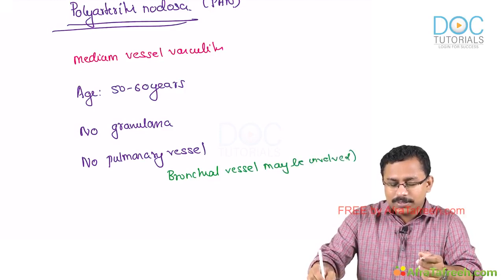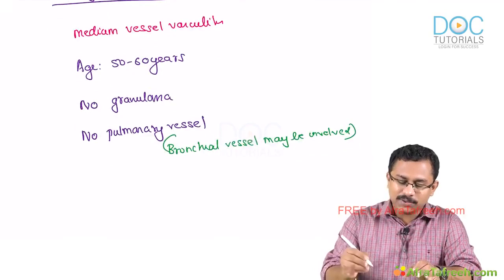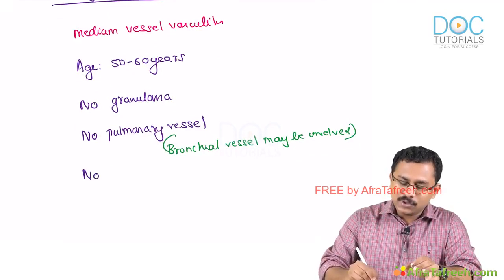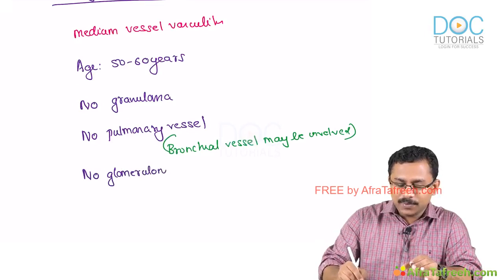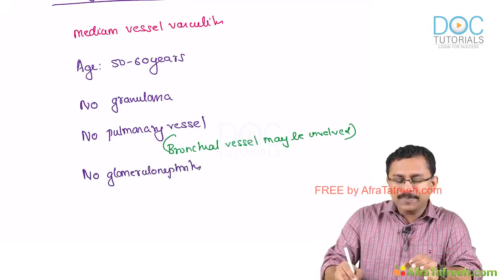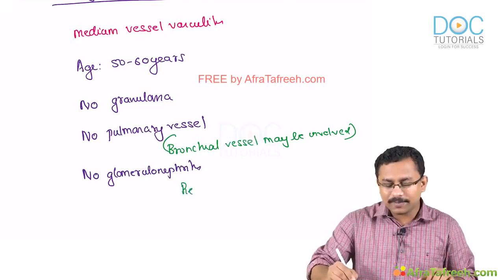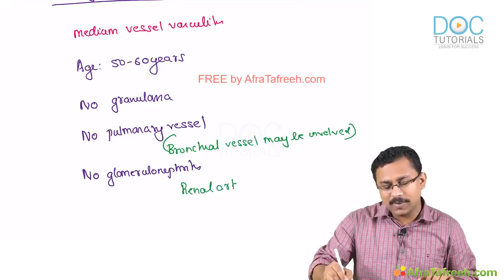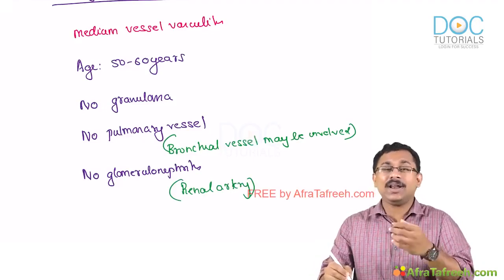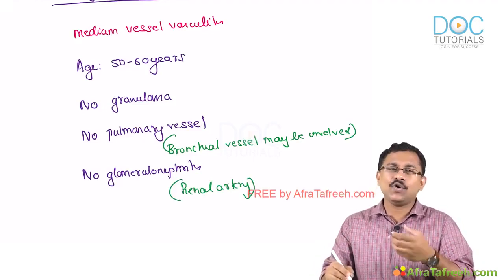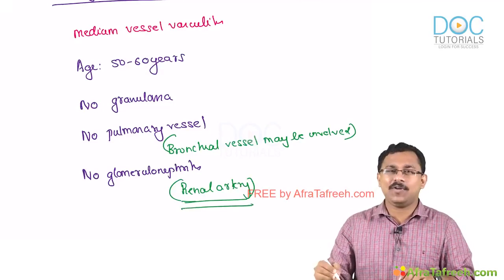There is no glomerulonephritis in case of PAN. Because it is a medium vessel vasculitis, it can affect the renal artery. I am not saying that it will never affect the kidney. What I am saying is that it will not affect the glomerulus. So there is no glomerulonephritis, but there can be renal artery involvement.